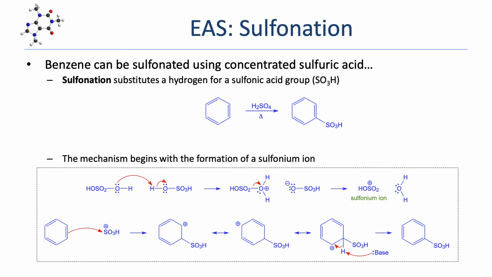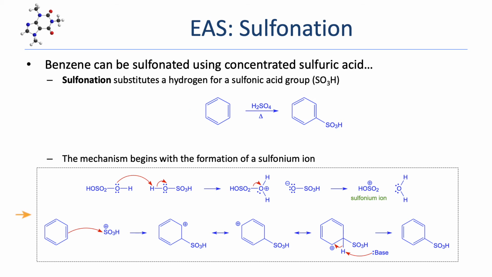Next, we have EAS sulfonation, which substitutes a hydrogen atom on benzene for a sulfonic acid group. As you can see in the example, the reaction is performed with hot concentrated sulfuric acid. The sulfonic acid functionality is commonly encountered in synthetic detergents, in the form of a sodium or potassium salt. If you've ever looked at a bottle of shampoo and seen sodium lauryl sulfate or sodium laureth sulfate, those are just sodium salts of organic sulfonic acids.